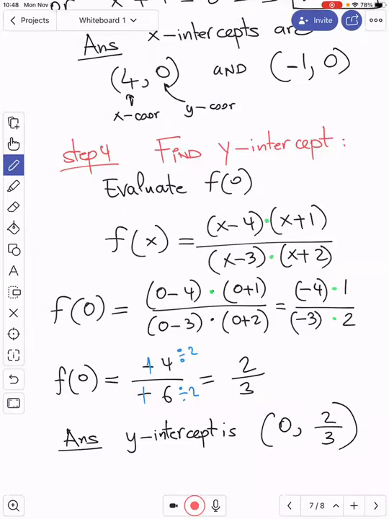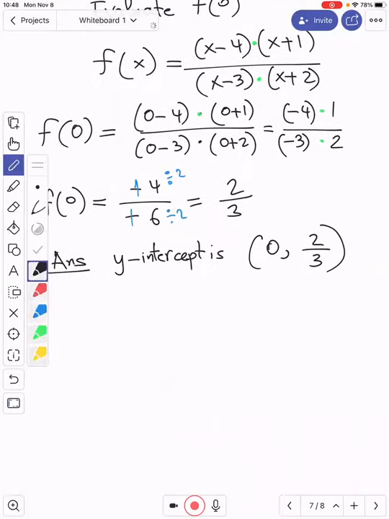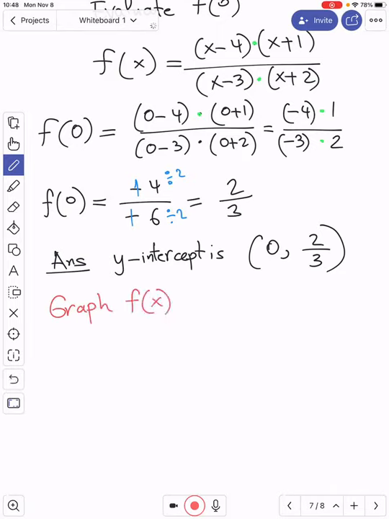Okay, so now we got everything we need to graph our rational function. Now last step, we can graph our function f. So now let's graph f of x, which is, by the way, (x minus 4)(x plus 1) over (x minus 3)(x plus 2). I'm gonna just remind you here.